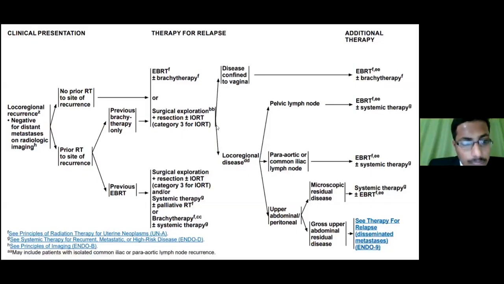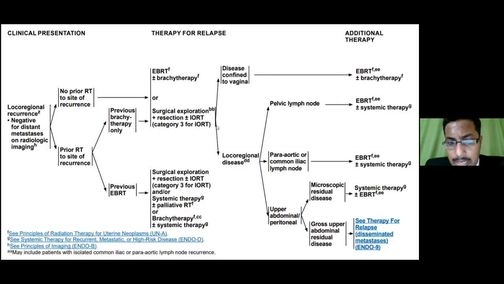We were at the local regional recurrence. If it is negative for the distant metastasis upon the radiological imaging, and if there is no prior RT to the site of the recurrence, then we can go for the external beam radiotherapy or the brachytherapy, depending upon how much the local regional recurrence has happened. If there is no prior RT at the site of the recurrence, we can go for the brachytherapy or the EBRT, depending upon the previous treatment.